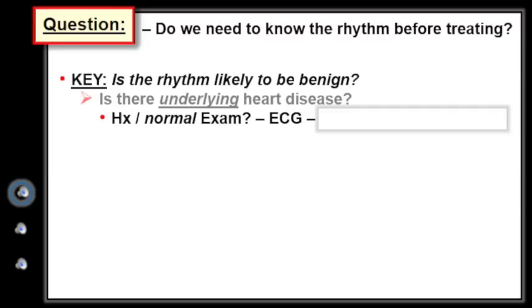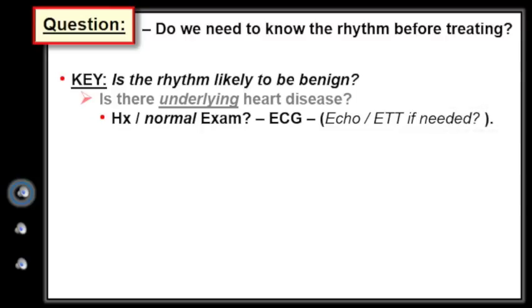If concerned about underlying structural heart disease, you can always order an echo, but I'll emphasize that often an echo will not be needed. And on occasion, when concerned about underlying coronary disease, some type of stress test might be needed, but most patients with benign-sounding arrhythmias do not need a stress test.